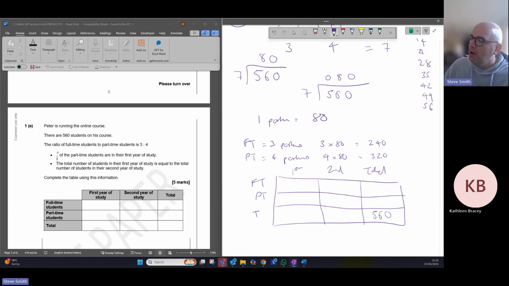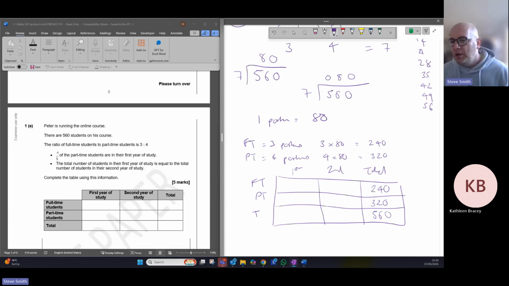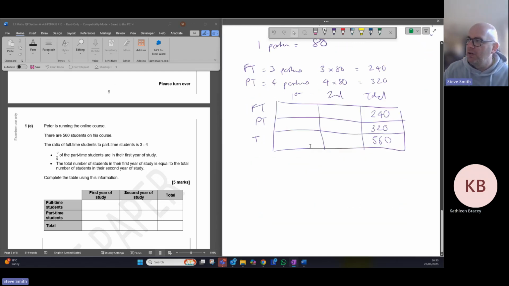We then know that the total number of full-timers is 240 because we've just worked that out as well. And we now know the total number of part-timers is 320. So it's like Sudoku. We've got 3 numbers in our Sudoku grid. We just need to work out the rest.